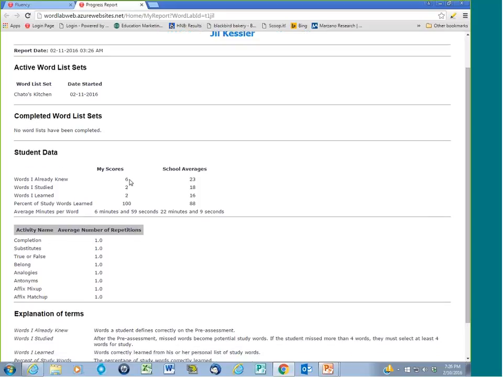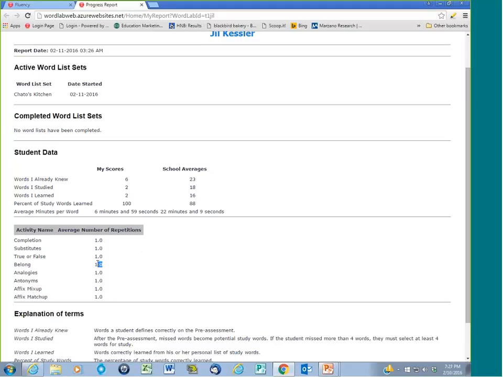It shows that I already knew 6 words. I studied 2. I learned those 2 words, so I learned 100% of my words, and it took me 6 minutes and 59 seconds to learn each of those words and get through all the activities. Now, if I stopped and had a long chat with my friend, the program would be timing me, and that would have shown up here as that I took a lot longer than that, but I kept right on going. Down here, it'll show if I struggled with any of these activities.